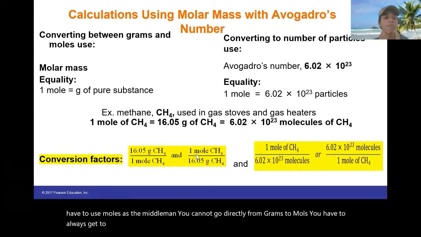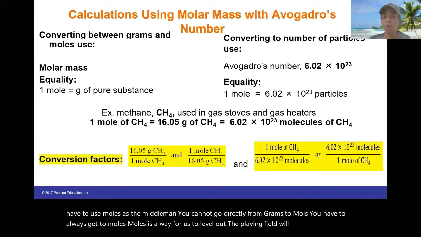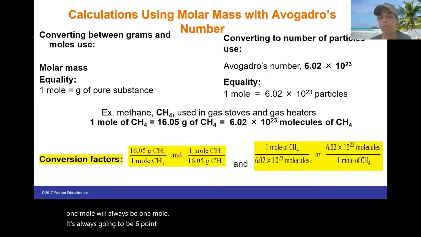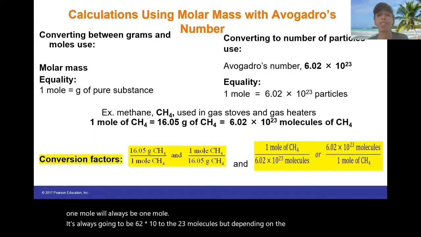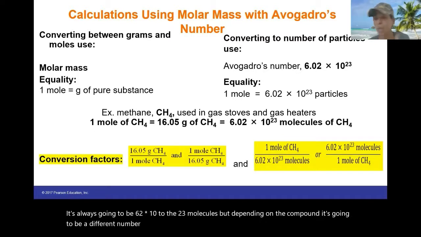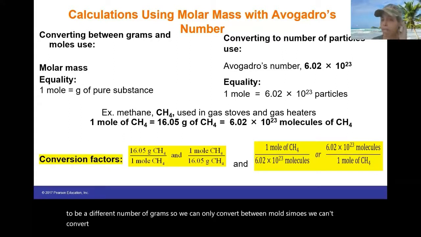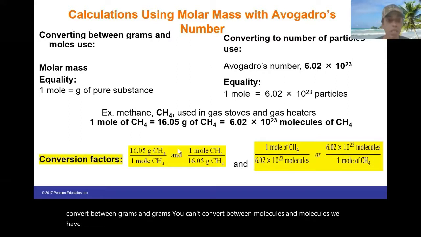Moles is a way for us to level out the playing field, because 1 mole will always be 1 mole. It's always going to be 6.02 times 10 to the 23 molecules. But depending on the compound, it's going to be a different number of grams. So we can only convert between moles and moles. We can't convert between grams and grams, or molecules and molecules. We have to use moles to get through there.